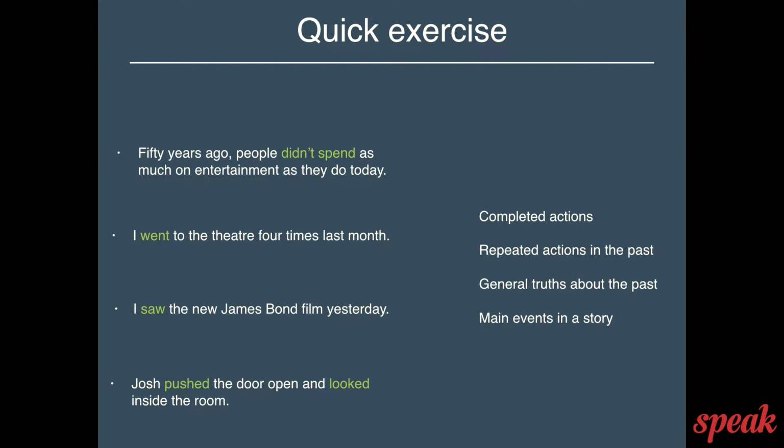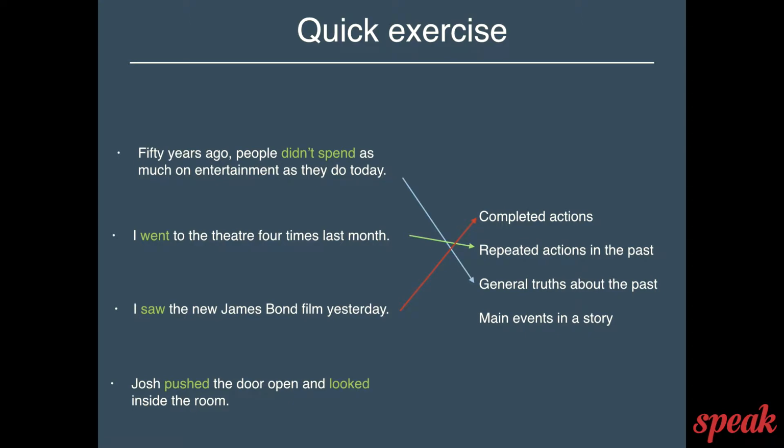Okay, let's have a look at a quick exercise. Okay, so as I said, I've already explained some of this, but we look at the first sentence again. 50 years ago, people didn't spend as much on entertainment as they do today. Okay, this is a general truth about the past. General truth, as I said, it's something which is true about the past. Here in our second example, I went to the theatre 4 times last month. This is, of course, a repeated action in the past. It's something which happened more than once. Okay, it happened 4 times.